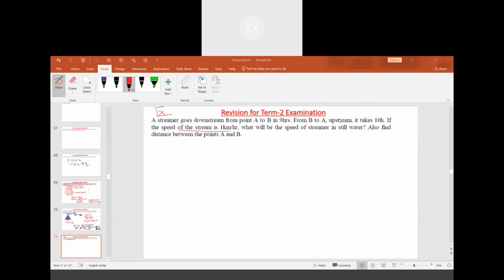Speed decreases in the opposite direction. Speed increases in the same direction, isn't it? Downstream is plus, upstream is minus. Downstream will be added, upstream will be minus. For the upstream, the difference will be there.